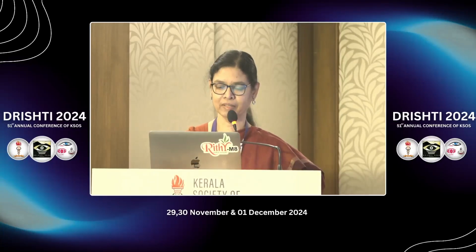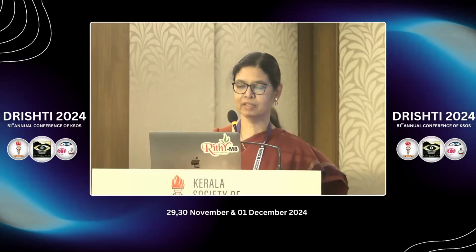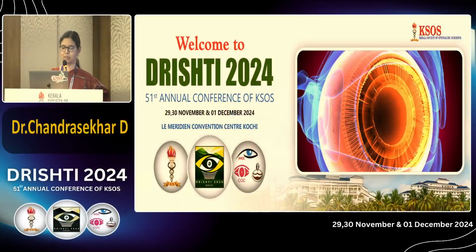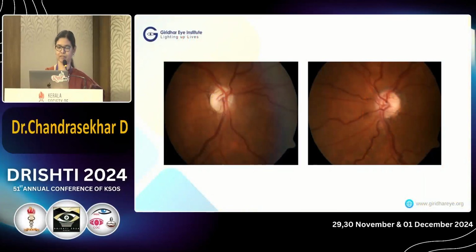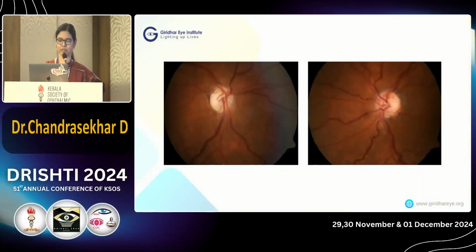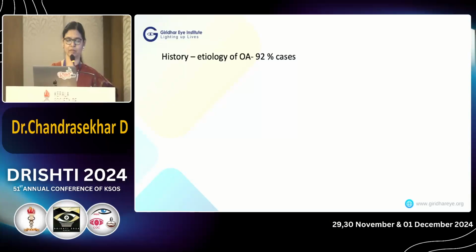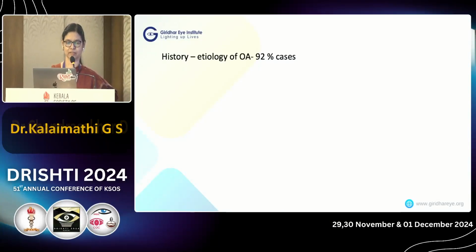Good evening, everybody. My topic is optic atrophy. If you see an optic disc like this, unilateral or bilateral optic atrophy like this, how are you going to proceed? First, with the history itself, the etiology of optic atrophy can be found out in 92% of the cases.